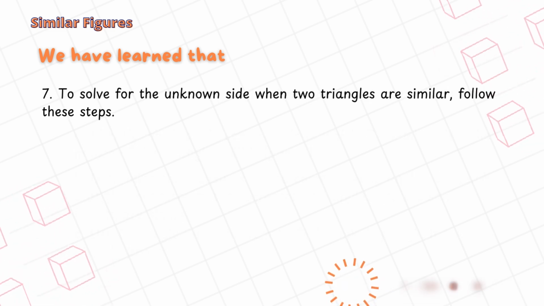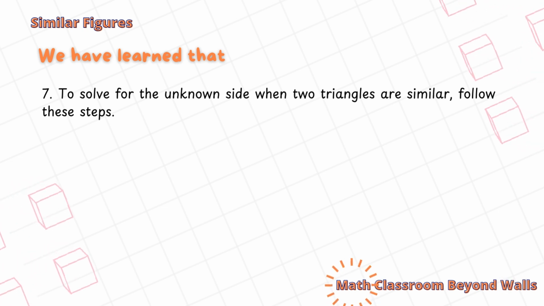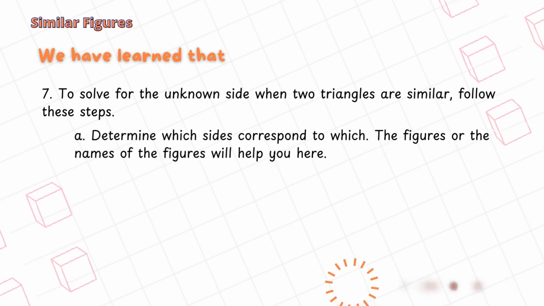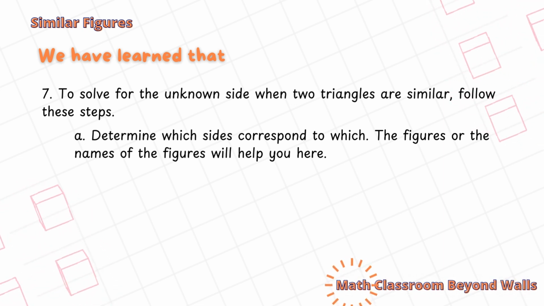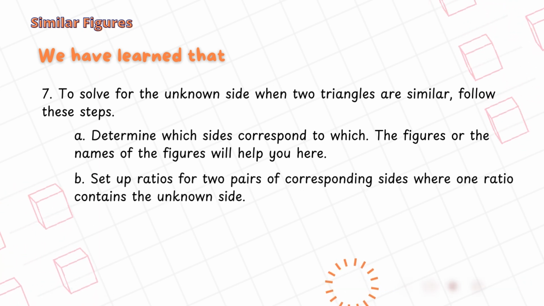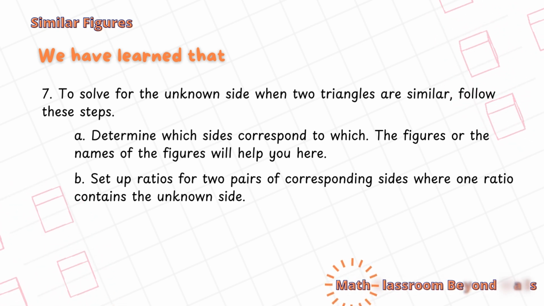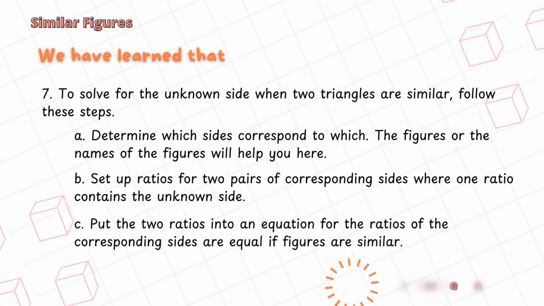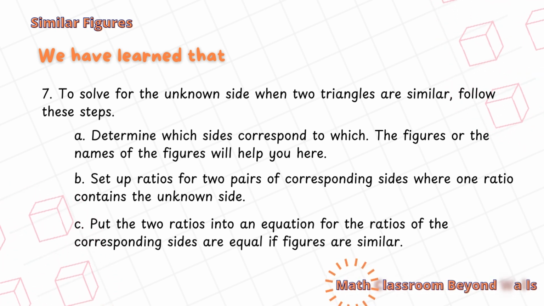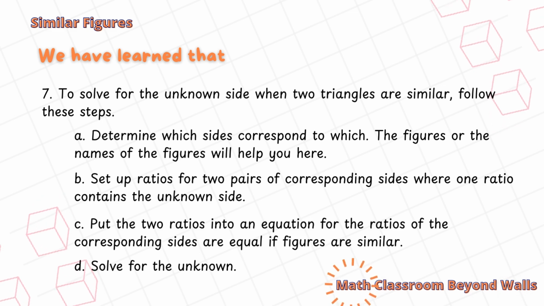Seventh, to solve for the unknown side when two triangles are similar, follow these steps. A, determine which sides correspond to which. The figures or the names of the figures will help you here. B, set up ratios for two pairs of corresponding sides where one ratio contains the unknown side. C, put the two ratios into an equation, for the ratios of the corresponding sides are equal if figures are similar. D, solve for the unknown.